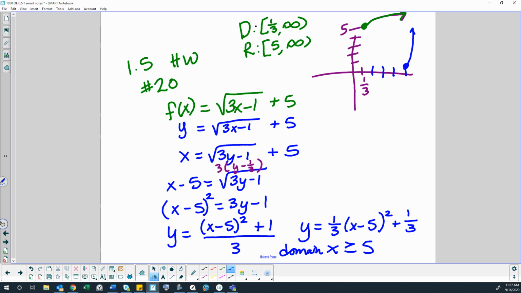So now let's look at our parabola. We've got our domain, x value starts at 5, it goes to infinity, and our range starts at 1/3. It goes to infinity. So is it true that our domain and range have just swapped? For our inverse, we've got kind of a graph that shows us that they are one-to-one functions. We restricted the domain to make sure that that was a one-to-one function.